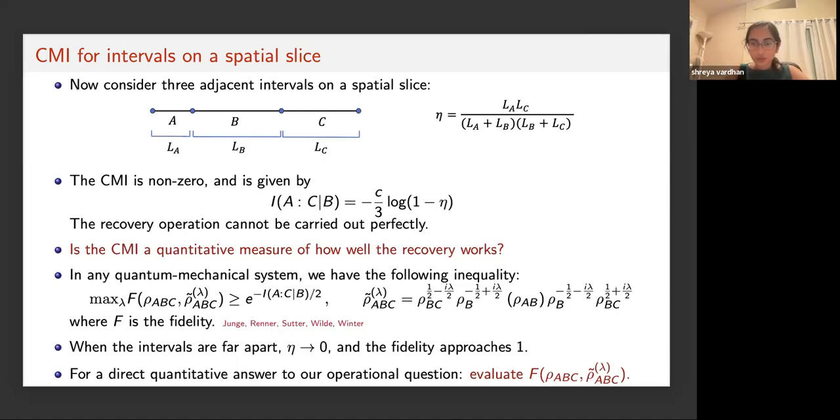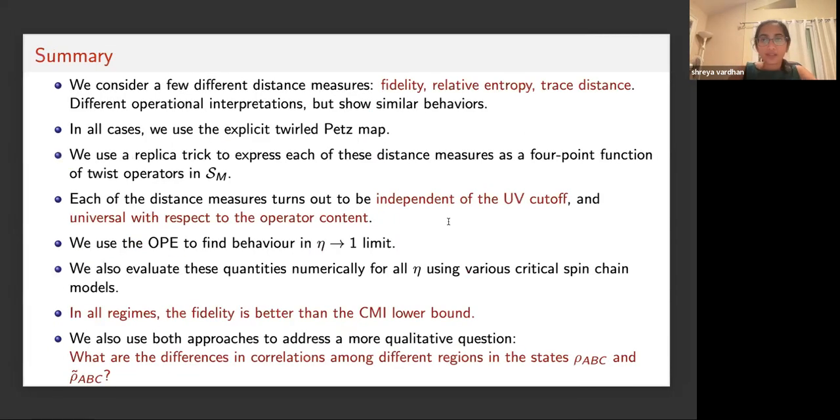Okay, so what we want to do is evaluate the fidelity between rho ABC and rho tilde ABC for this particular combination of the reduced density matrices. And in fact, we'll evaluate not only the fidelity, but also the relative entropy and the trace distance, just to build a more robust picture of the difference between these states.